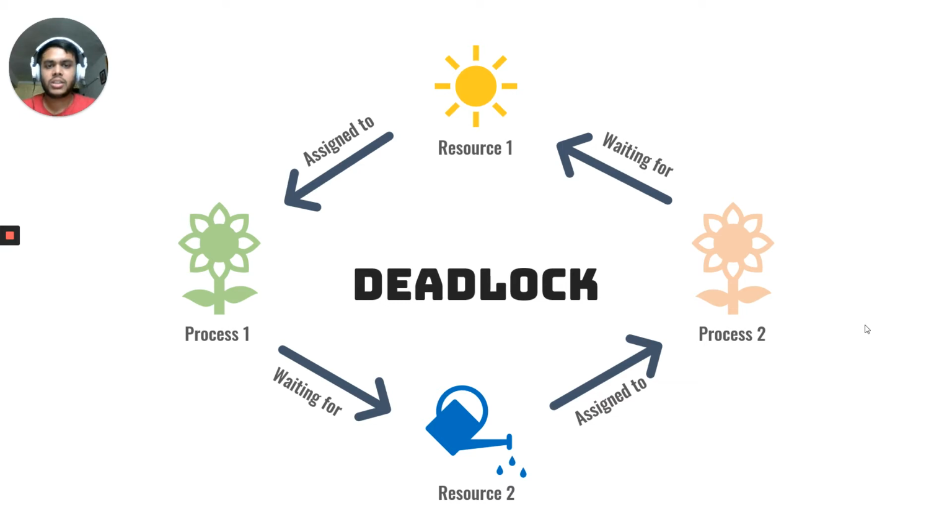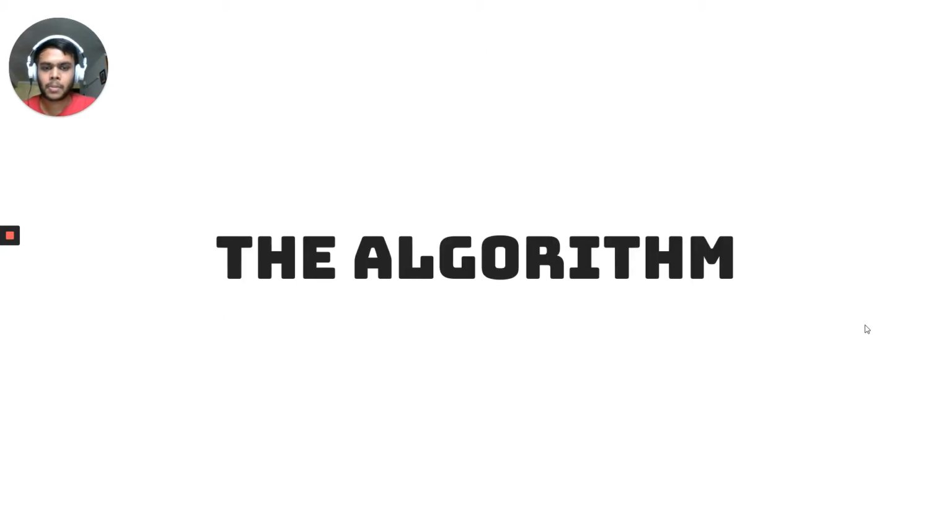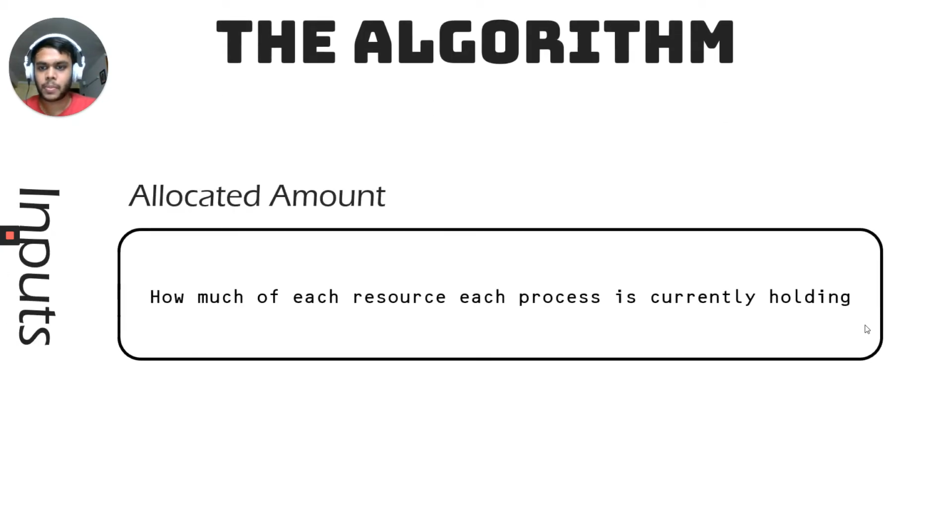So in this condition there's a deadlock. None of them will be able to grow completely and this process will go on and on. So this condition needs to be avoided in case of operating systems. So let's start with the algorithm itself.